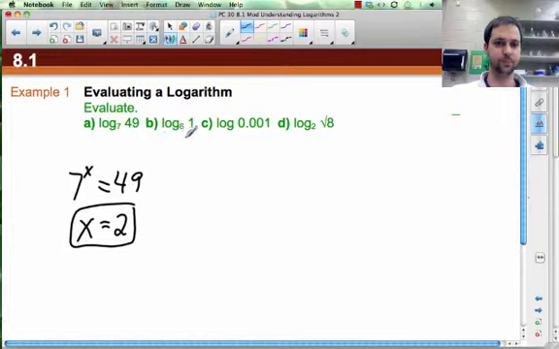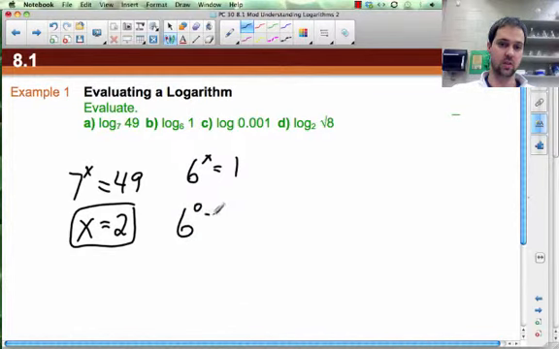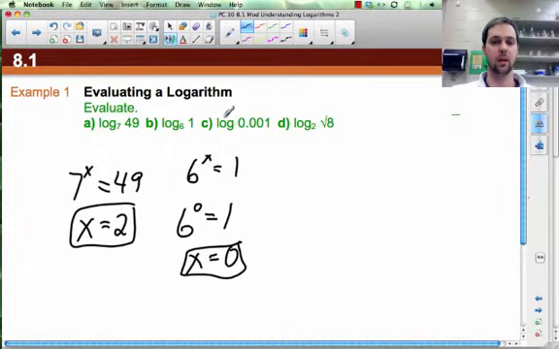2. Now, 6 to what power will give you 1? We know that anything to the power of 0 will give you 1. 6 to the 1 is 6, 6 to the negative 1 is 1/6, and 1 is the multiple of 6 that falls right in between them. So 6 to the 0 will give us 1, and therefore x equals 0, and you're done.